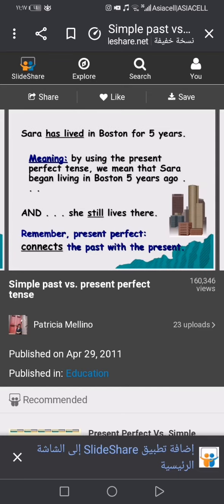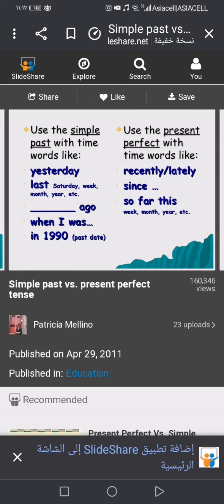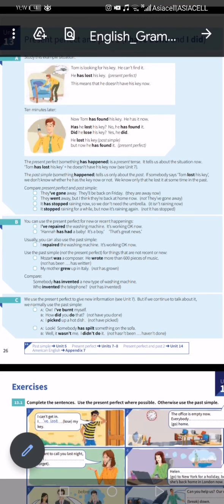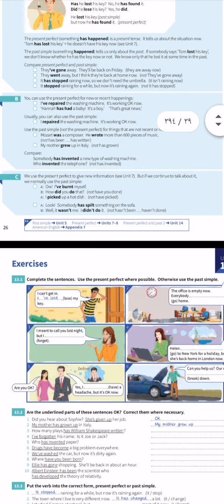Using the present perfect, we mean that Sarah began living in Boston 5 years before. Suppose that we are now in 2020. When we say she lived in Boston 5 years ago, that means she lived in Boston in 2015 or 16. So it is very simple, that's the difference between present perfect and past simple. Okay. We use the present perfect to give information. This is the main difference between past simple and present perfect.